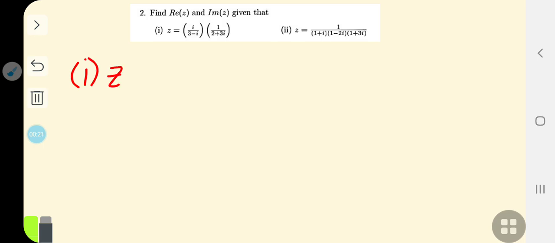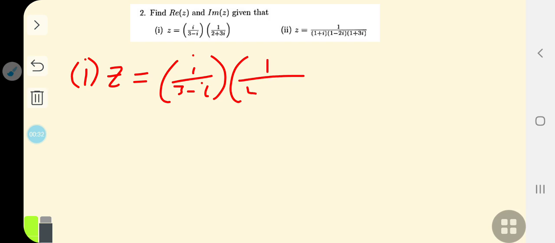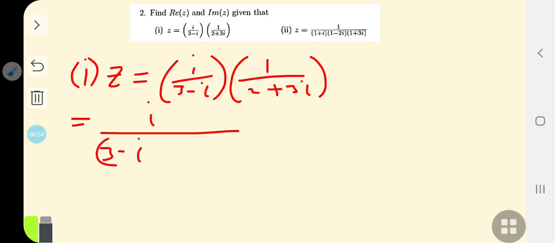So z is equal to i(3 minus i) multiplying with (1) over (2 plus 3i). So we perform the multiplication of complex numbers. When I multiply i times 1, I'll just have i, and down here the denominator part is (3 minus i) times (2 plus 3i).